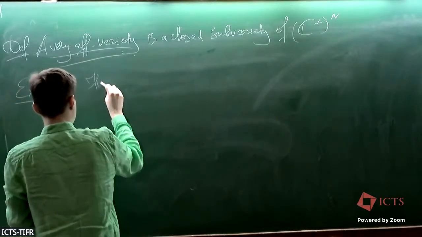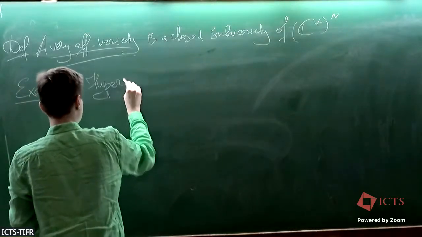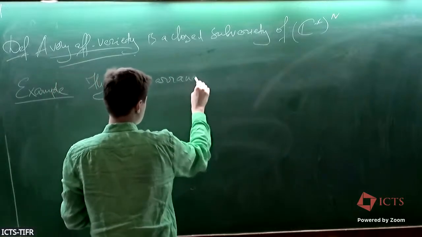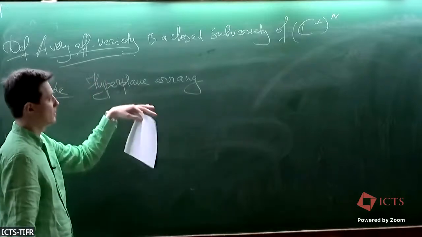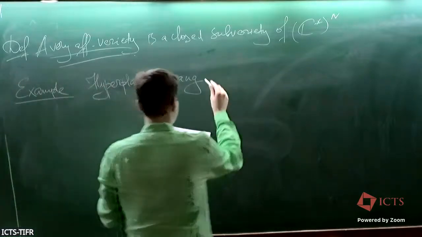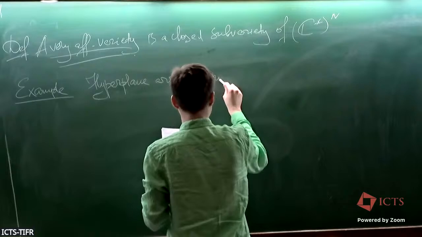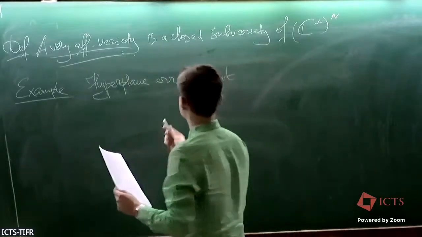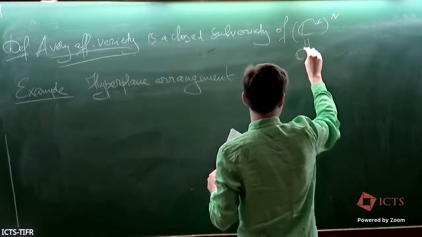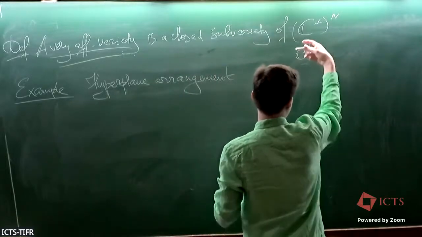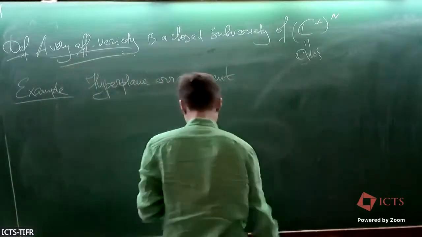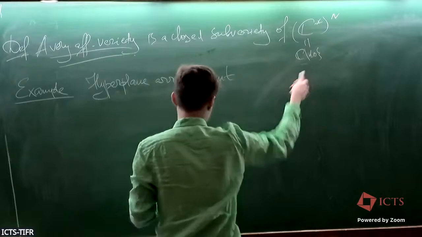So the main example is a hyperplane arrangement. A hyperplane is just a linear space of dimension n-1 in the n-dimensional space. Oh yes, C star is C without 0, exactly. Usually I write C star. I wanted to do this very clearly here, and then I forgot. But yes, C star is the invertible elements of C, so everything that's not 0.